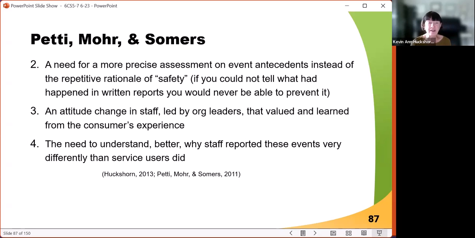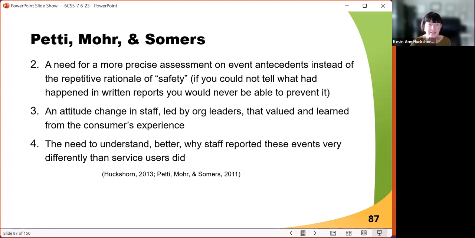They found a need for better assessments on the events leading up to the use of seclusion and restraint, and that it needed to be more than Beth was put in restraint to keep her safe. That didn't tell us anything.